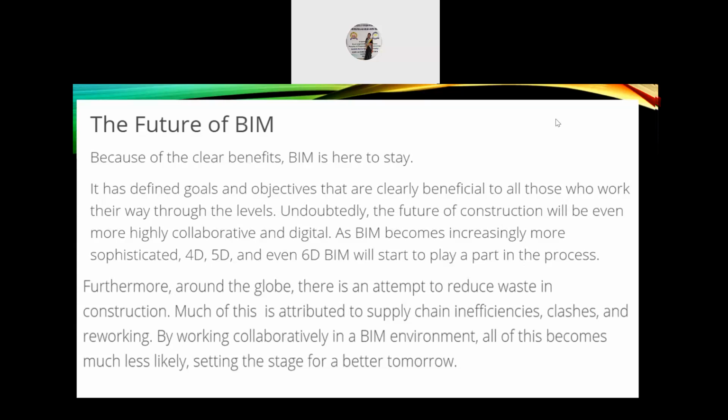Furthermore, around the globe, there is an attempt to reduce waste in construction. Much of this is attributed to supply chain inefficiencies, clashes, and reworking. By working collaboratively in a BIM environment, all of this becomes much less likely, setting the stage for a better tomorrow.